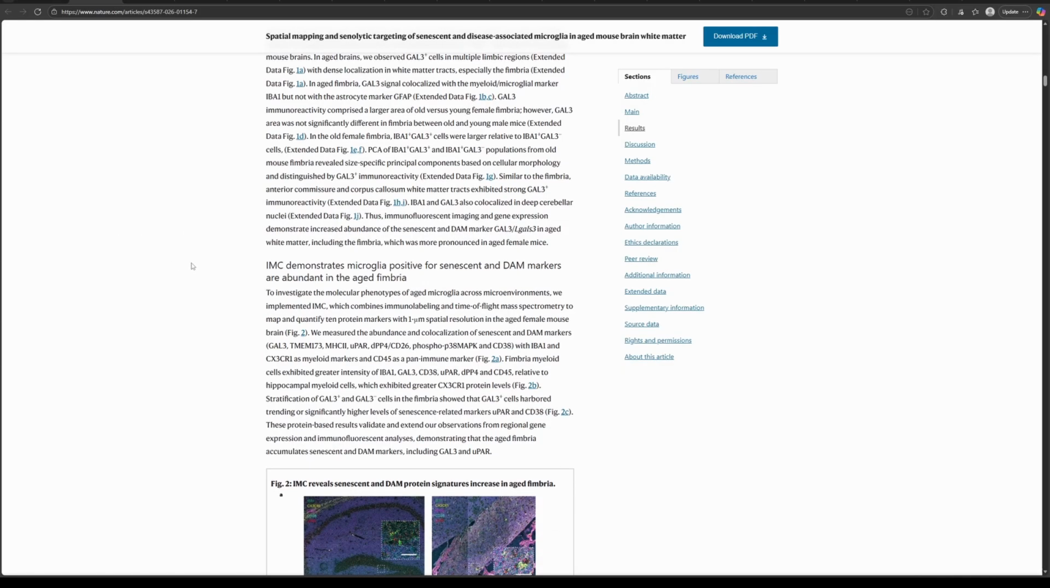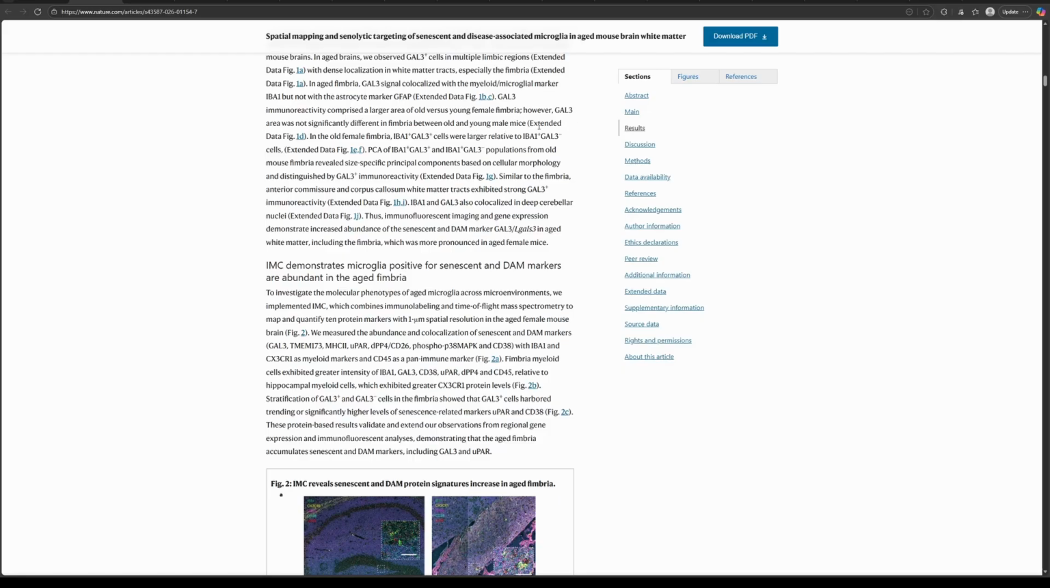Gal3 immunoreactivity comprised a larger area of old versus young female fimbria. However, Gal3 area was not significantly different in fimbria between old and young male mice. Oh, that's interesting.